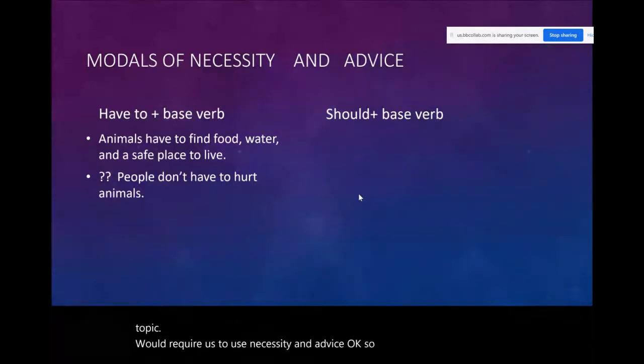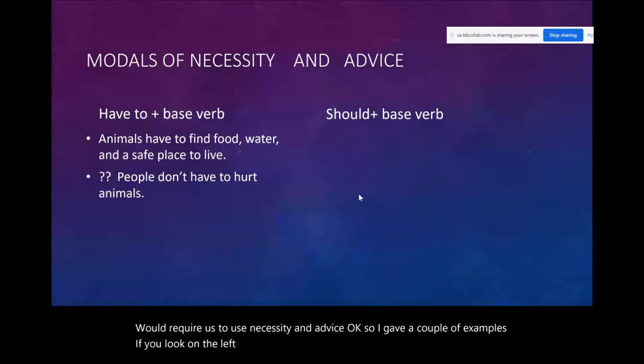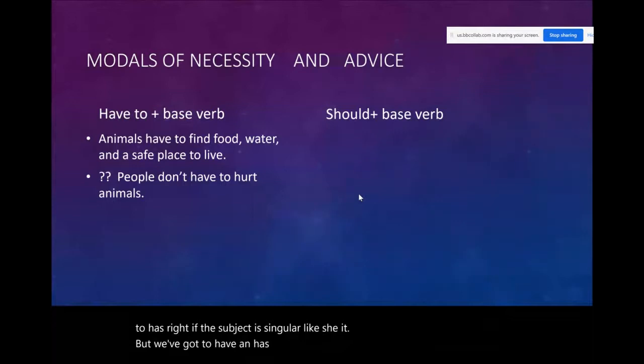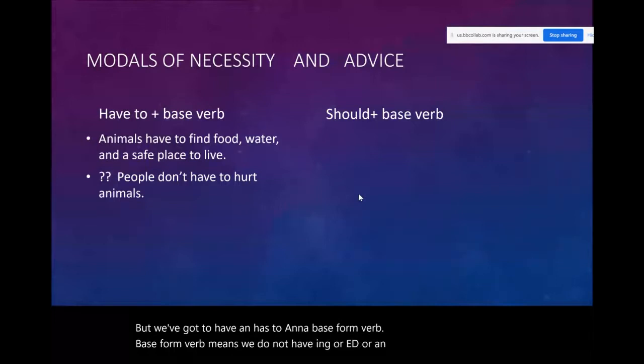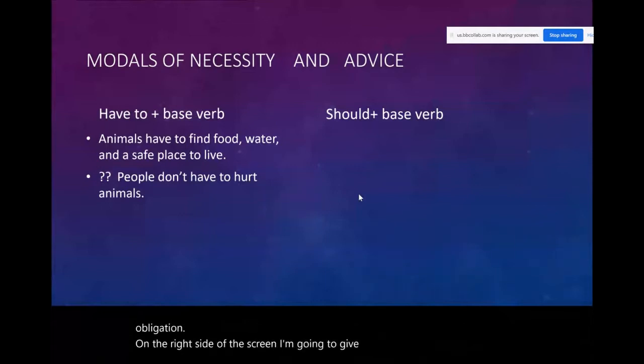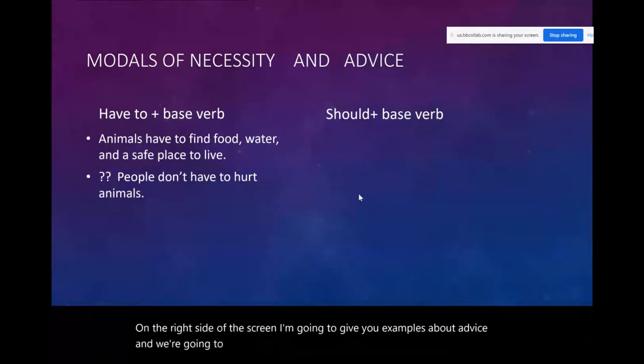So I gave a couple of examples. If you look on the left side, we have have to. You can also change it to has, right? If the subject is singular, like he, she, it. But we've got the have and has to and a base form verb. Base form verb means we do not have ing or ed or an s on the base form verb. Okay, so this is necessity. The left side of your screen is necessity. Very important. It's obligation. On the right side of the screen, I'm going to give you examples about advice, and we're going to use should for advice.